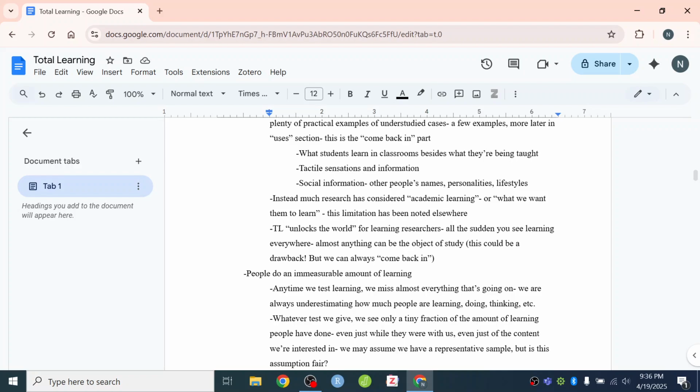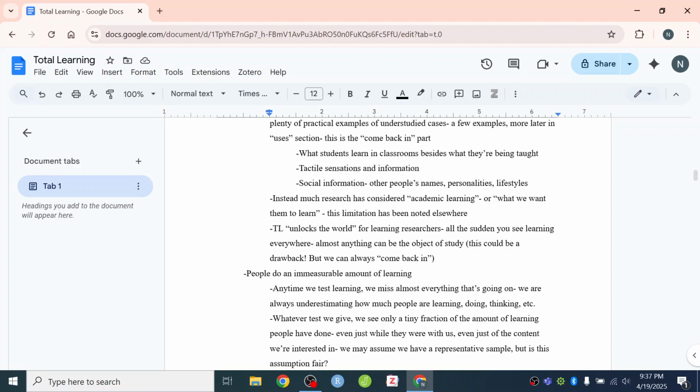We've been making this point with previous examples, but let's make it more firmly here. Anytime we test learning, whatever metric measurement that we use, we miss out on almost everything that's going on. We're always underestimating how much people are learning, doing, thinking, etc. When we finish that algebra class and we give that algebra test and we say to the students, show us how much algebra you learned, we're missing out on a lot of what they learned in that time period.